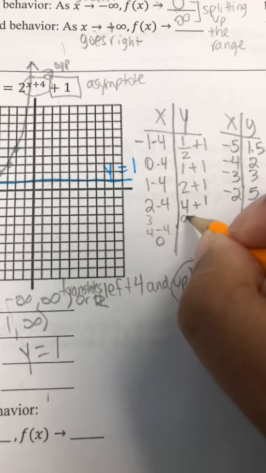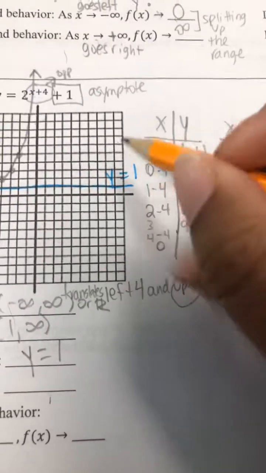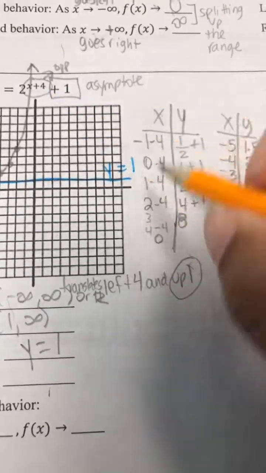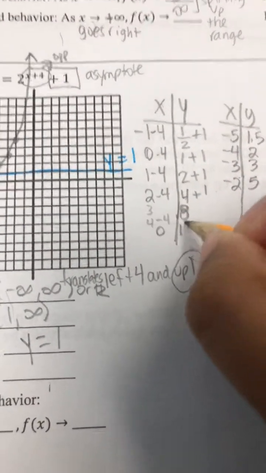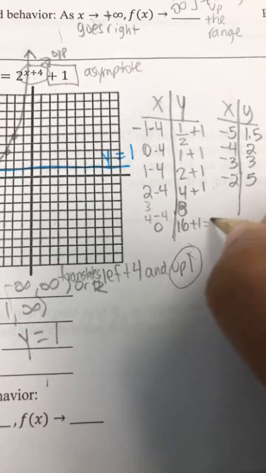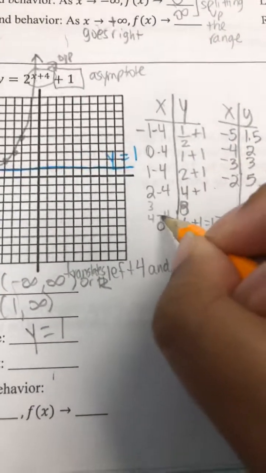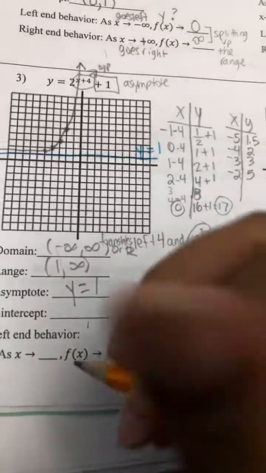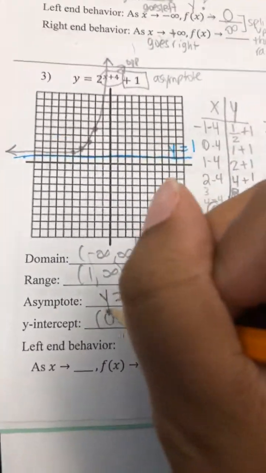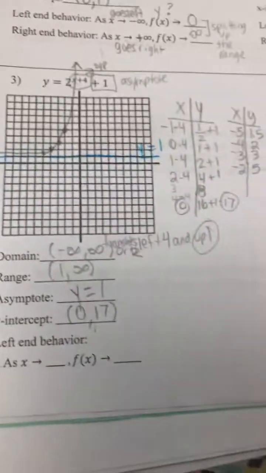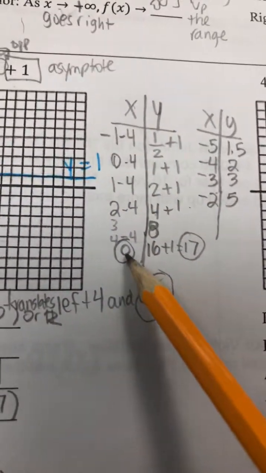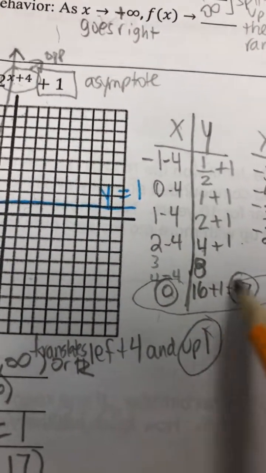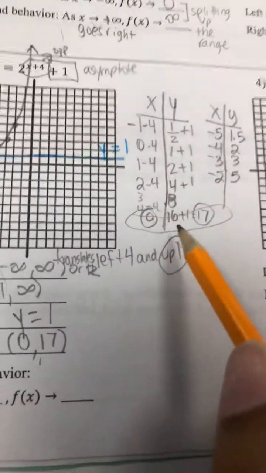And then if I were to continue this, I know that if I do 2 to the 3rd power, that's 8. Sorry. And then 2 to the 4th power is 16. So my y-intercept is at 0, 17. So sometimes you may have to continue the table till you get to 0 because the y-intercept always has to start with 0. That was an ugly circle.